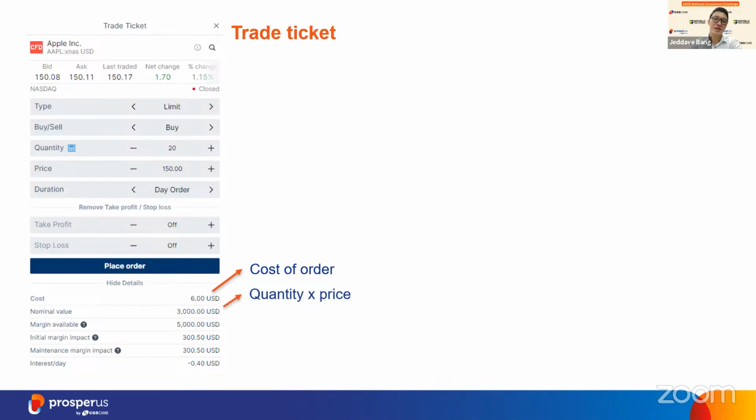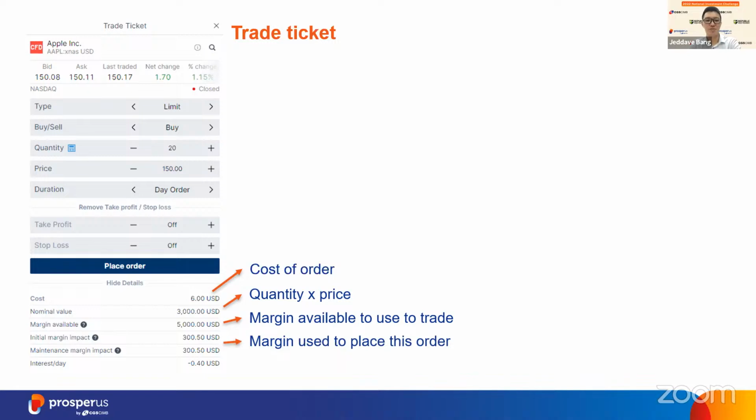Yeah. The nominal value, of course, is the contract price. Margin available is how much you have available to use. And initial margin impact is how much money you need to take to actually execute an order for $3,000 worth of Apple CFDs. Okay, and in this case, because Apple requires initial margin of about 10%, you'll see that it's around $300, which is why you see initial margin impact about 350 cents. Yeah. So just for you to know, and of course that's interest per day.